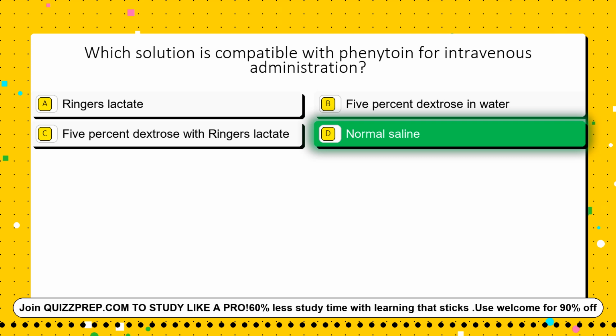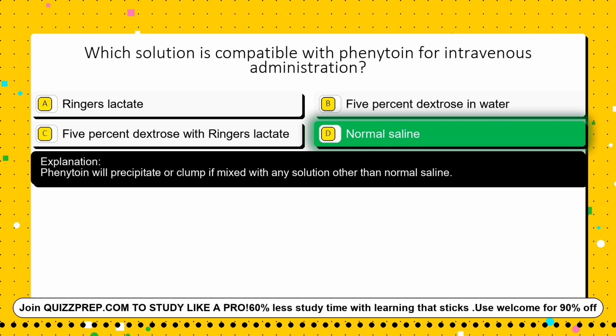The correct answer is option D, normal saline. Phenytoin will precipitate or clump if mixed with any solution other than normal saline.